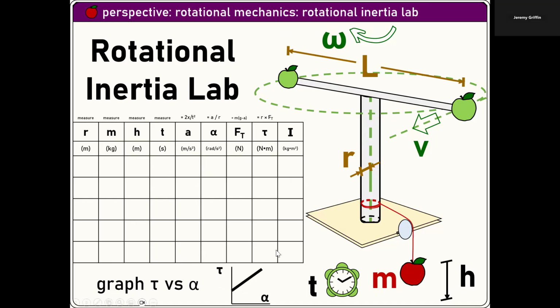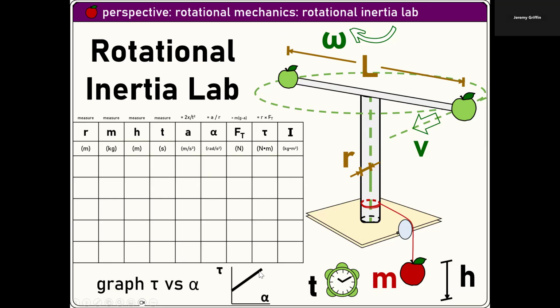So, all right, here's my version here. Guys, tau versus alpha. Now, if there was no friction, more often than not, you guys know AP tends to get rid of friction, like friction inside the axle itself. If that was true, wouldn't this go straight through the origin? It'd be tau equals I alpha, right?